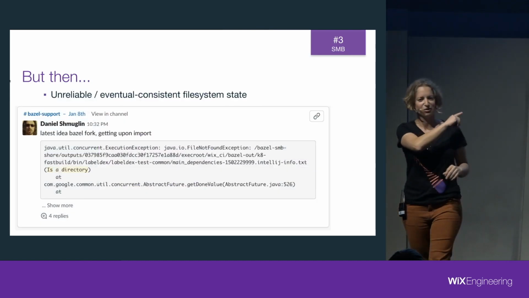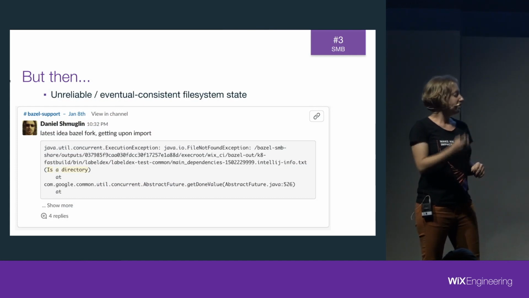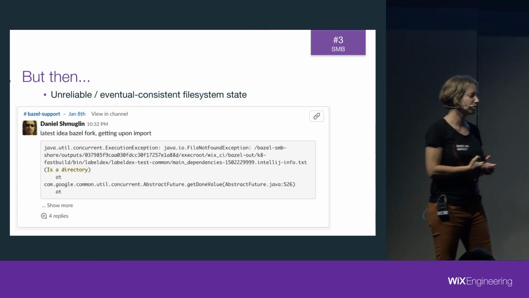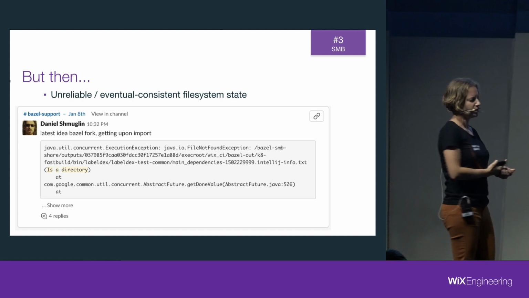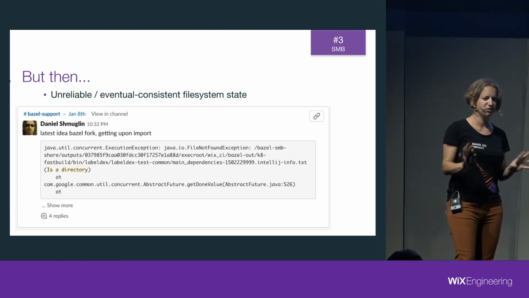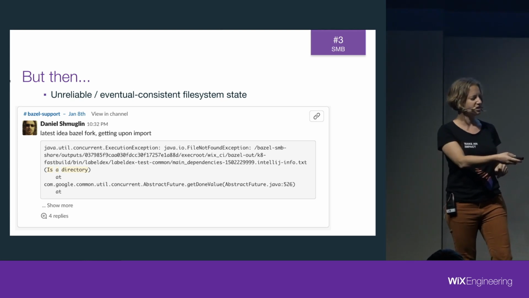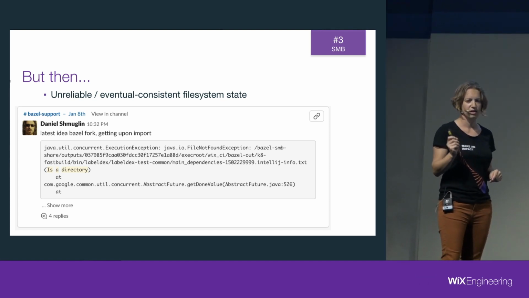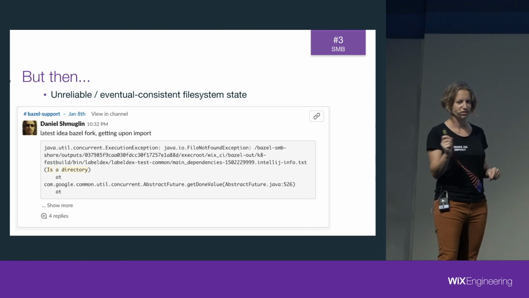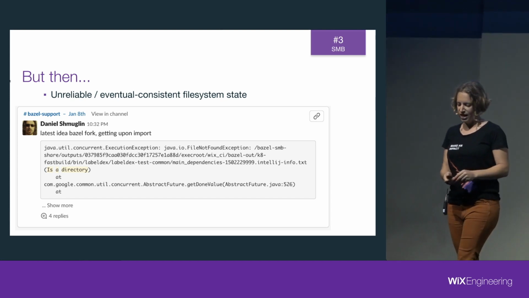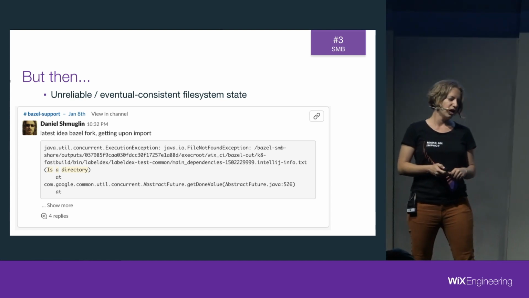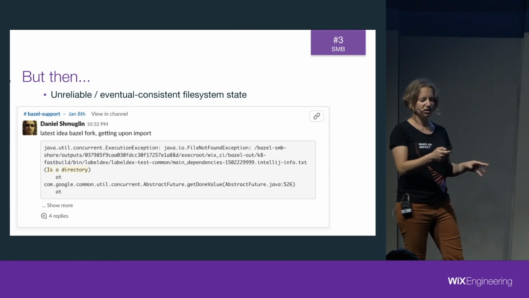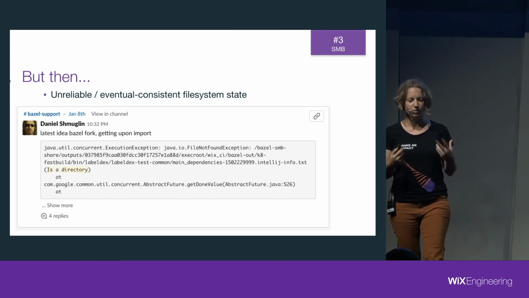And this also seemed to be working well until, this is another set of Slack messages, until in certain scenarios, people started receiving errors about weird inconsistent file system state, okay? So what this says here is, IntelliJ info.txt is a directory. What? Like, this is a file name. Why is someone thinking it's a directory? What's going on here?